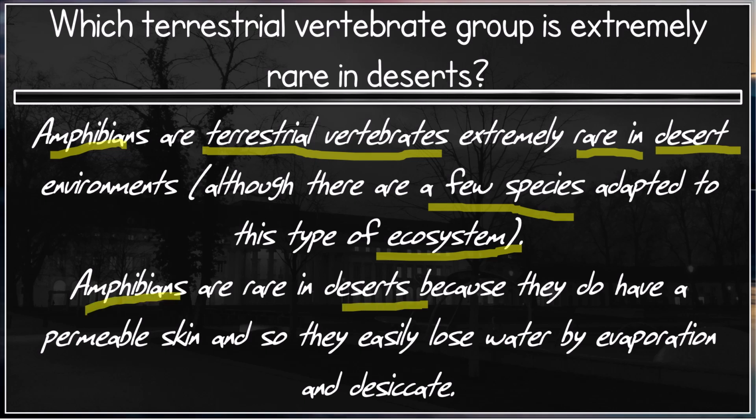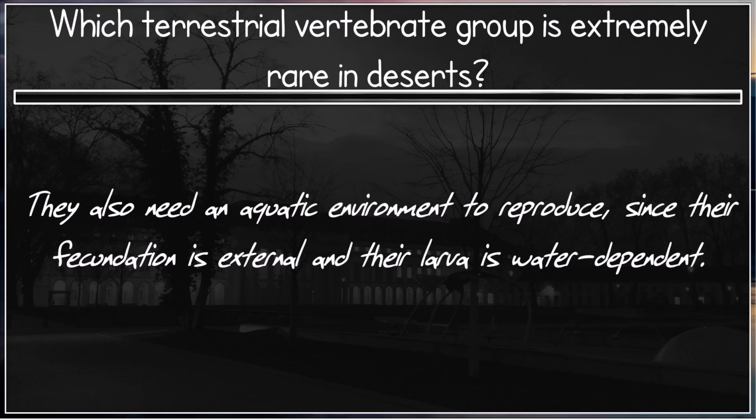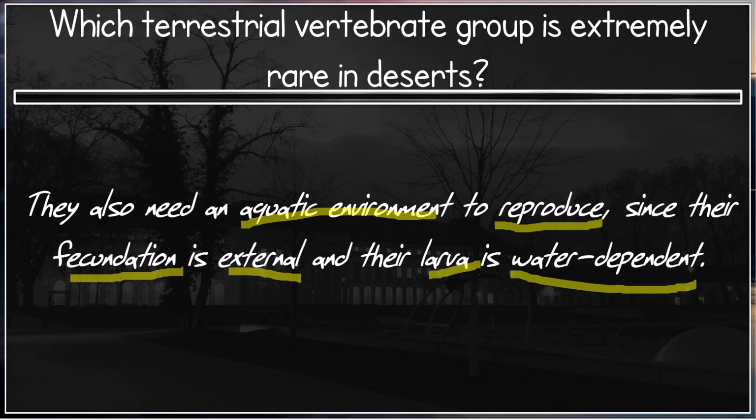Amphibians are rare in the desert because they have a permeable skin and so easily lose water by evaporation and escape. They also need an aquatic environment to reproduce, since their fecundation is external and their larva is water dependent.